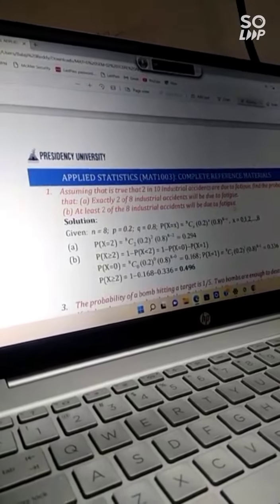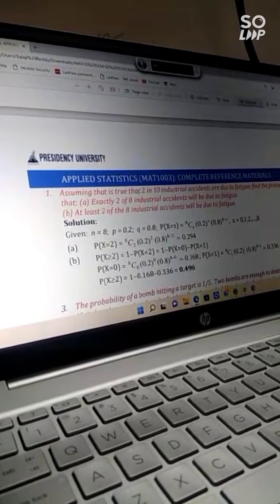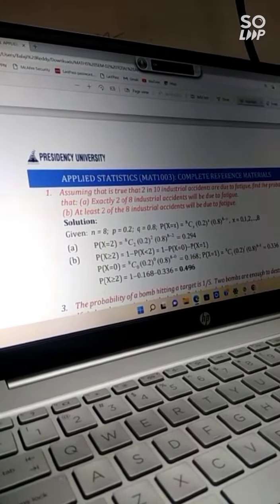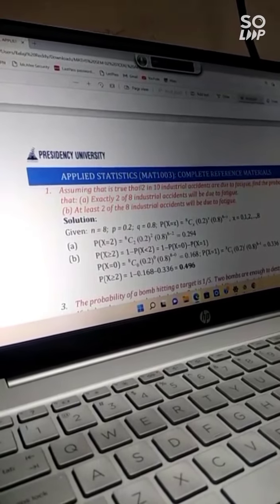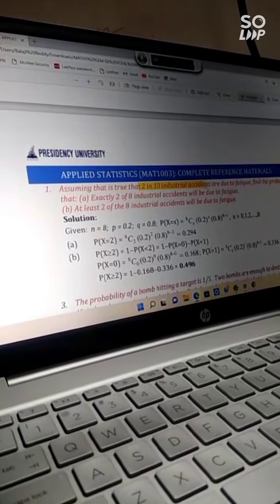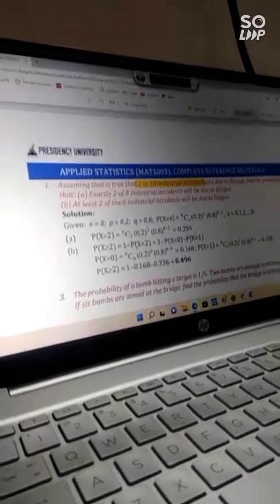As I mentioned, now let's go into the question. The first line gives you the answer. So what values can you find in the first line? You can find 2 and 10: 2 out of 10 industrial accidents, right? So 2 and 10. Let's go into the theoretical part.